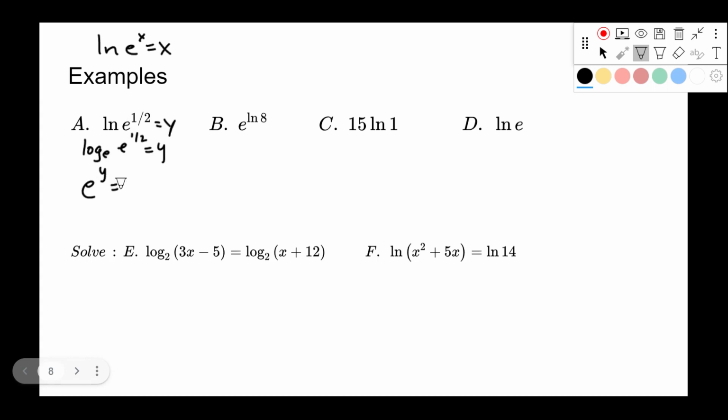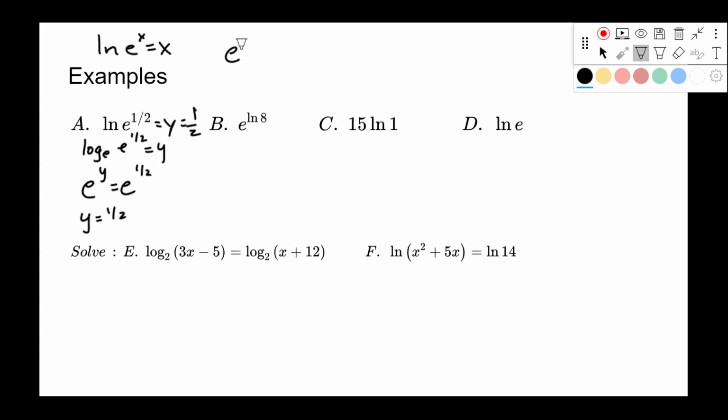e to the y equals e to the 1/2. So what's y have to be? 1/2. So there's the answer as well. I don't care how you do it. If you memorize the property or you just do it using exponential or switch it to the other form, that works as well. e to the ln 8.